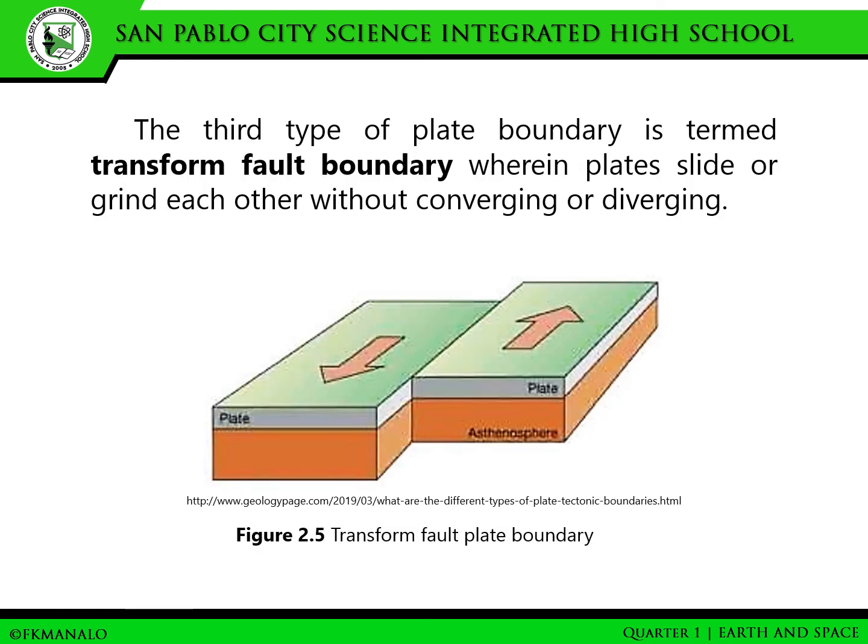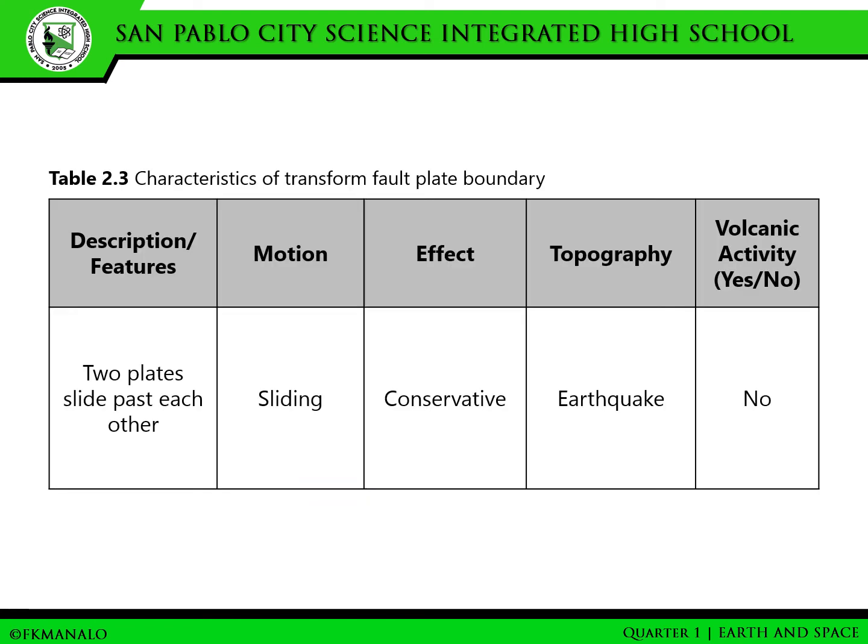The third type of plate boundary is termed transform fault boundary, wherein plates slide or grind each other without converging or diverging. Now, let us try to describe and characterize transform fault boundary. Transform fault boundary happens when two plates slide past each other. The movement is described as lateral slipping.